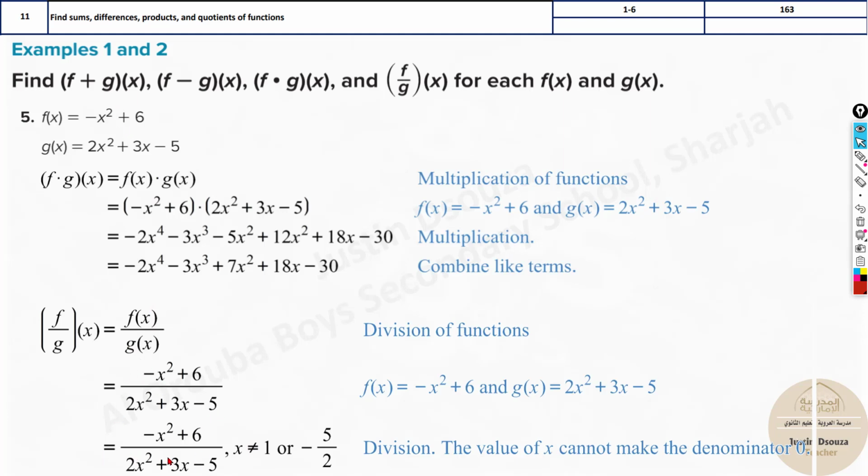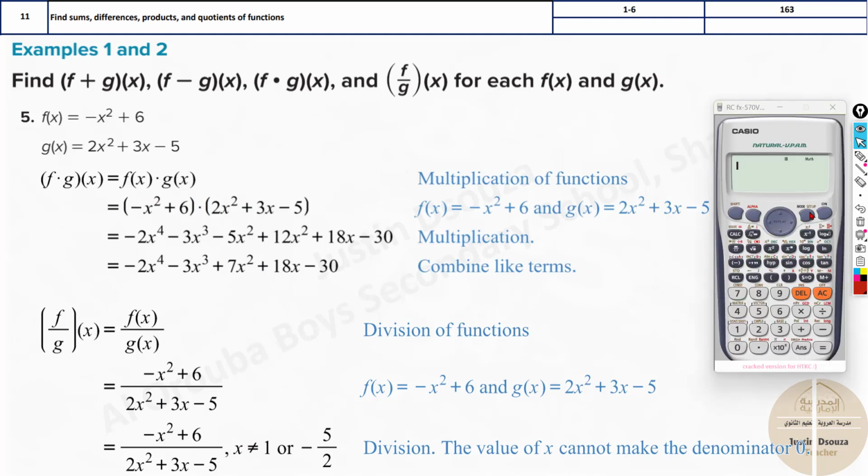And whatever is the denominator. Now, what about this here? It's a quadratic, so you need to use your calculator and solve. Let's take our calculator. Now you can press MODE 5 3. That is quadratics. Now you solve it.